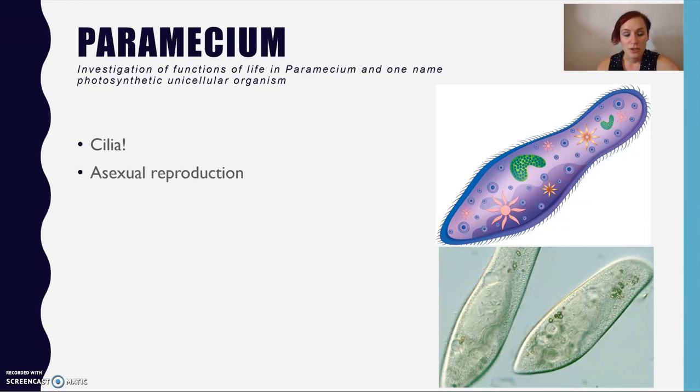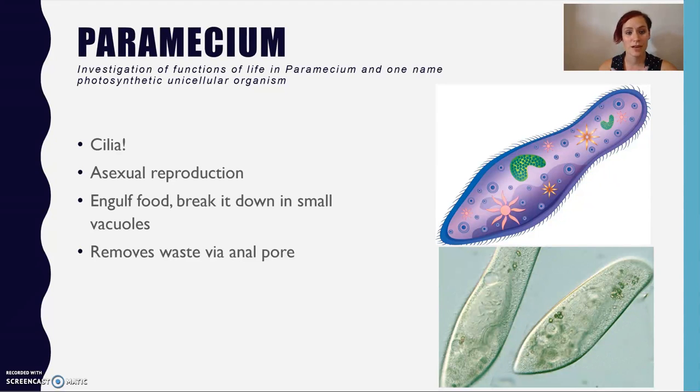So they reproduce asexually, which means they're doing binary fission, which is like a form of mitosis, which means their offspring will be identical. They can engulf their food, so that's the nutrition part, and they can break it down in small little vacuoles, which is part of their metabolism as well, and that happens out in the cytoplasm. They can remove their waste via an anal pore, so that's the excretion part, and there's quite a lot of this kind of stuff happening across the cell membrane where the gas control is happening as well, so oxygen can come in if need be.